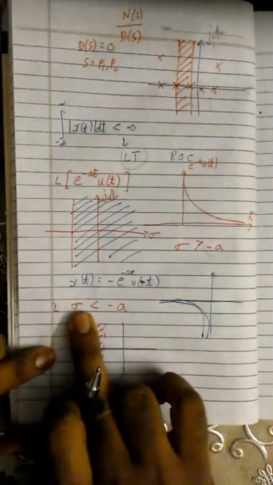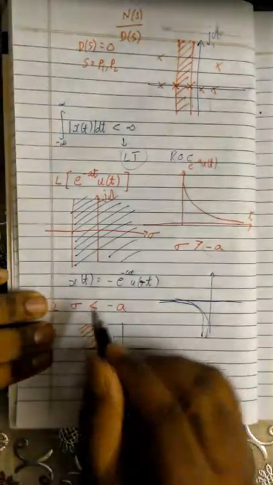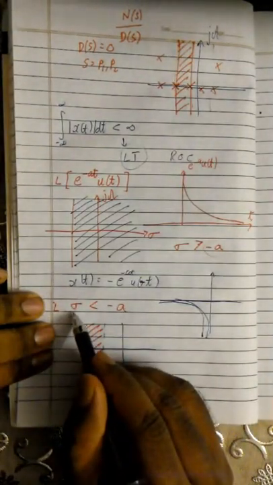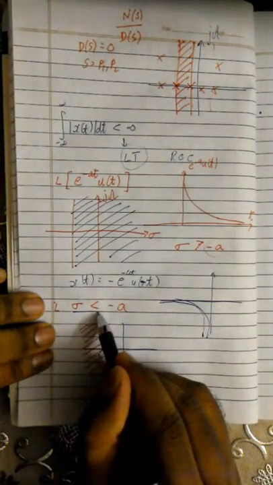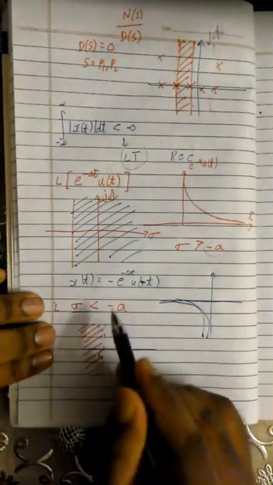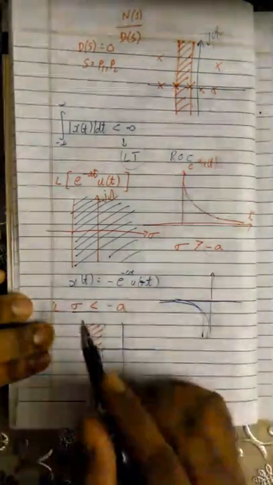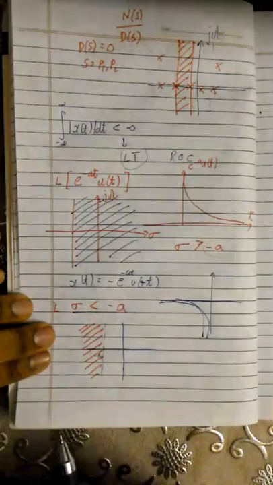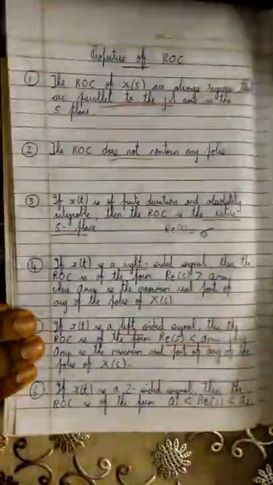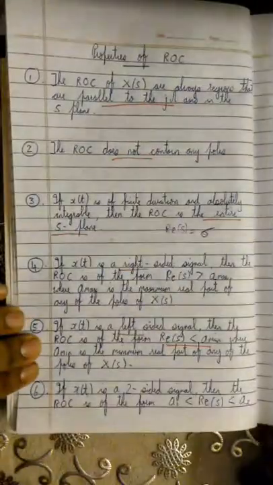So you remember, in that case, the ROC is always of the format that real part of s is less than a number. This number can be a positive number or a negative number or any number, but it will always be less than some value. That value is nothing but the real part of any of the poles of X of s.